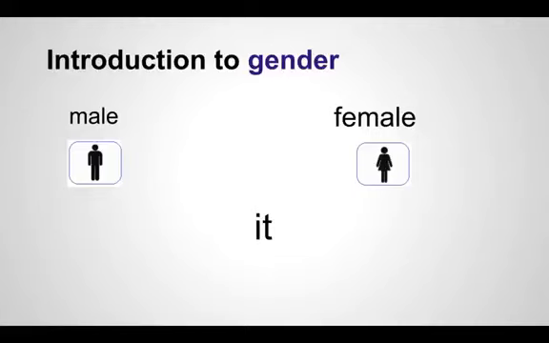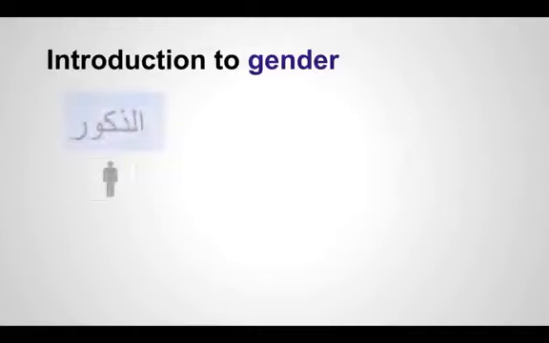In Arabic, we should know that there is no it. There is only male or female. Everything in Arabic has to be under a category of male or female. So what is a male called? It's called az-zakar. It comes from the word zakara.